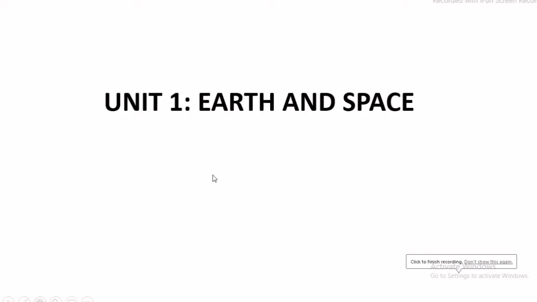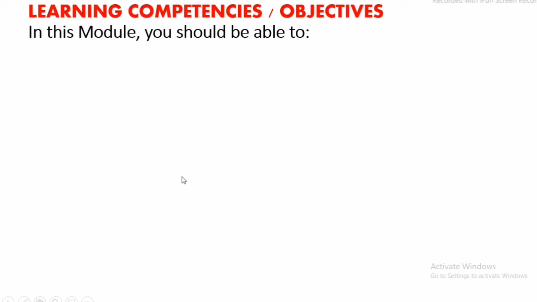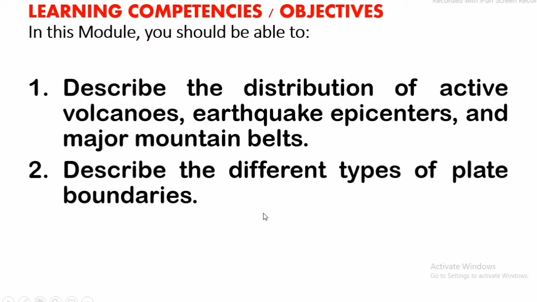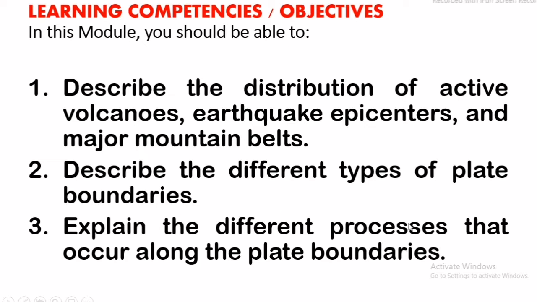So today, we will discuss Unit 1, Earth and Space, Module 1, Plate Tectonics. In this module, you should be able to: number 1, describe the distribution of active volcanoes, earthquake epicenters, and major mountain belts; number 2, describe the different types of plate boundaries; and number 3, explain the different processes that occur along the plate boundaries.